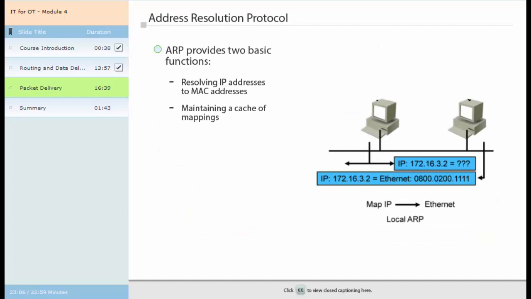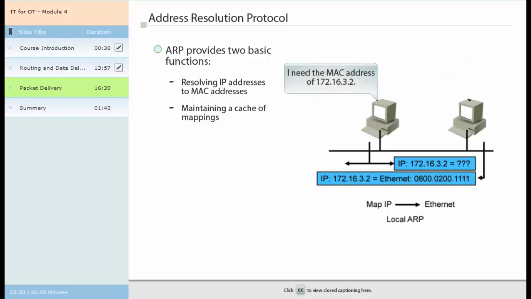To send data to a destination, a host on an Ethernet network must know the physical MAC address of the destination. Address Resolution Protocol provides the essential service of mapping IP addresses to physical addresses on a network. The term address resolution refers to the process of correlating the network layer IP address of a remote device to the locally reachable data link layer MAC address.